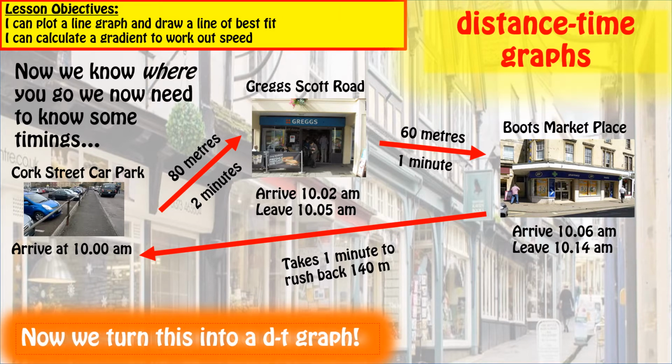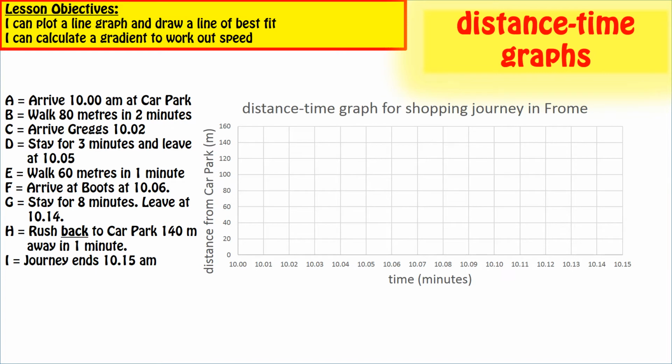So what would this look like then on a distance time graph or a DT graph? Well, on the right hand side I've drawn a graph that I think could represent this journey quite well. The x-axis is time in minutes, and it goes from 10, 10:01, 10:02, 10:03 all the way up to 10:15. And on the y-axis it says distance from the car park and then metres. So whenever we draw a graph, we write down a title for the axes and then we give a unit as well. So distance from car park is the title and metres is the unit. And on the x-axis, time is the title and minutes is the unit.